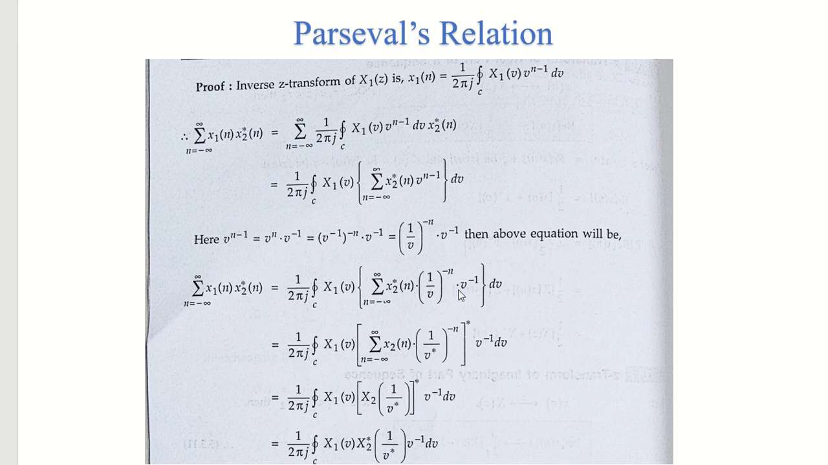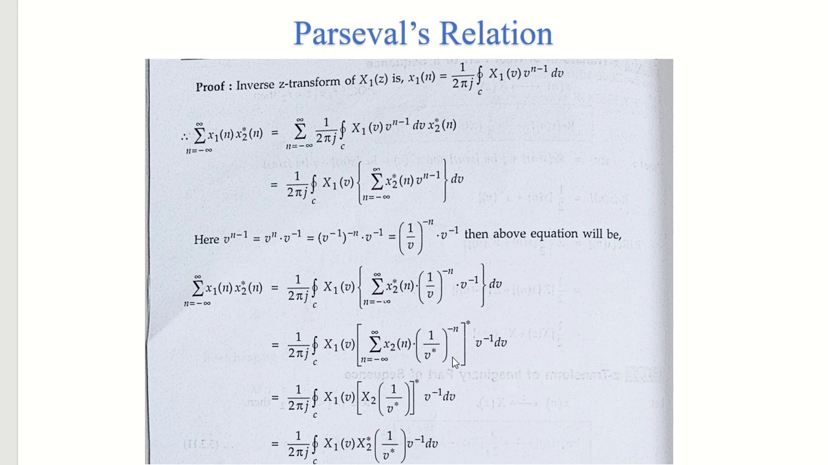Now what we can do, we can take the v inverse outside the bracket. So the term which will remain inside the bracket will be summation n equals to minus infinity to infinity x2 of n into c. We are removing this conjugate from x2 and we are putting it on v. Why, you will understand when we get done with it. So we will be left with 1 divided by v conjugate into minus n, the whole conjugate of the thing.